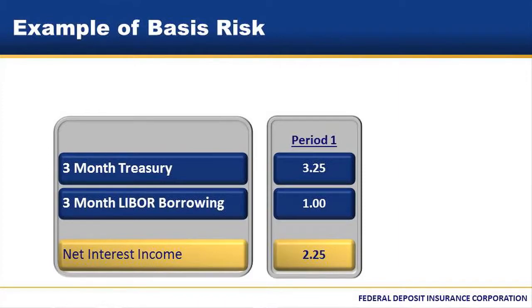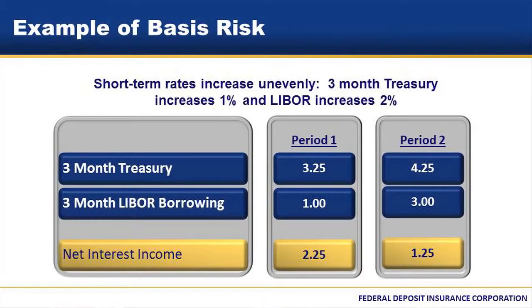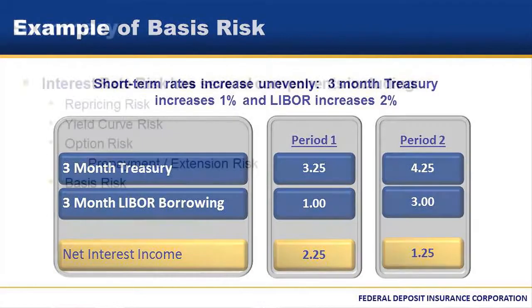But what happens if these rates change disproportionately? Here, LIBOR increased 2%, but the 3-month Treasury only increased 1%, resulting in a decline in net interest income, despite having a matched repricing frequency. That is basis risk, the risk that different indices with the same repricing frequencies do not move in unison.